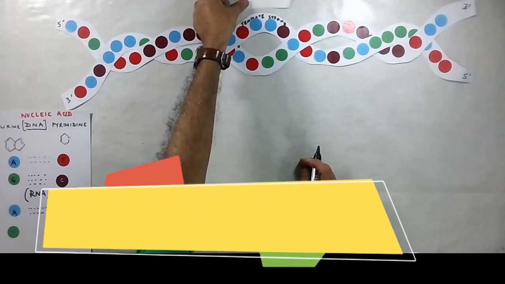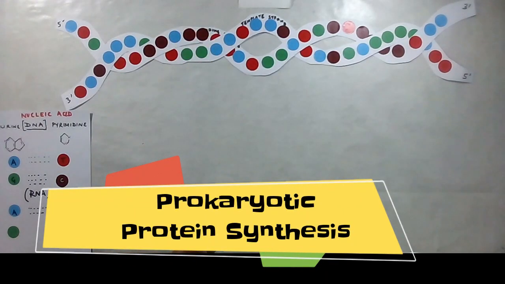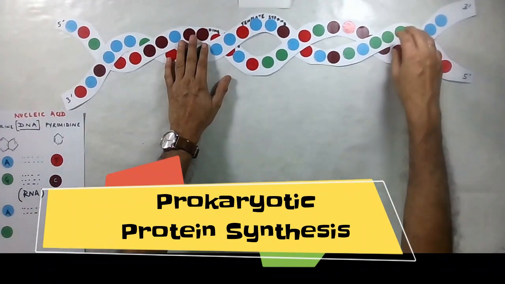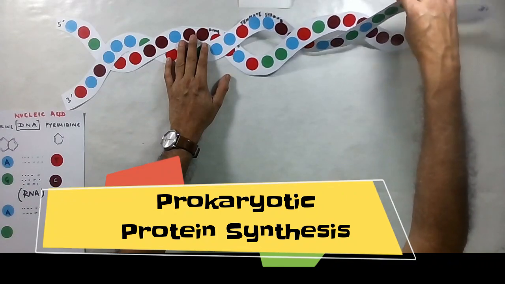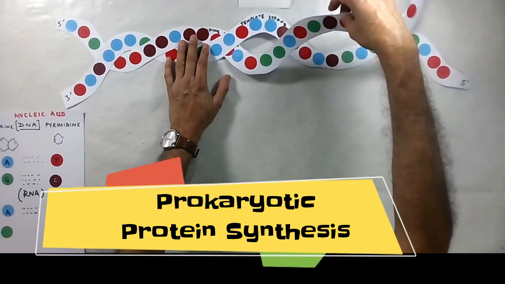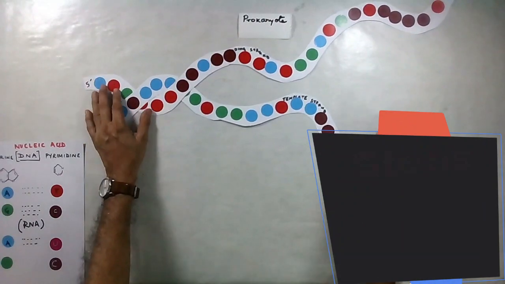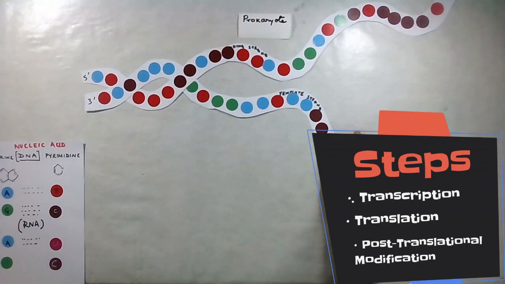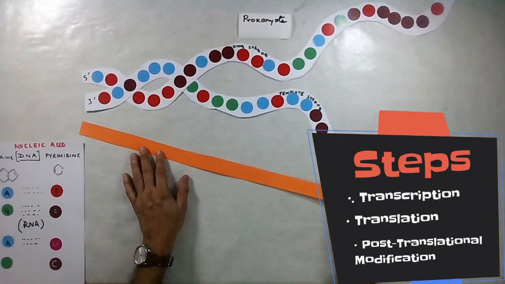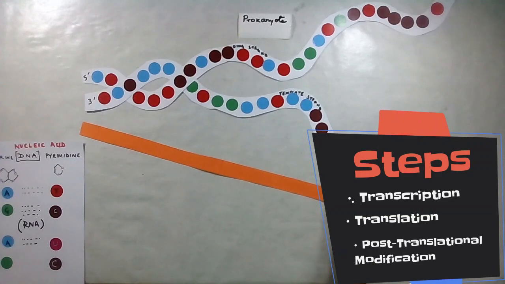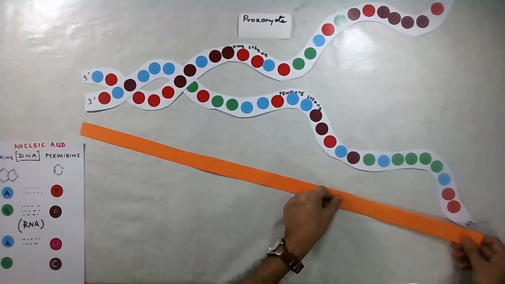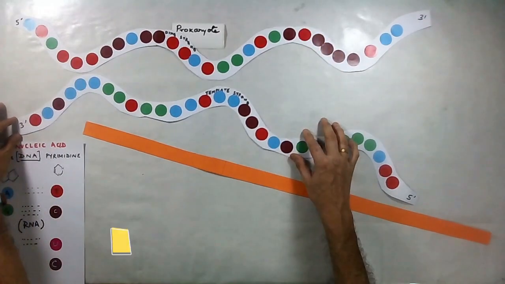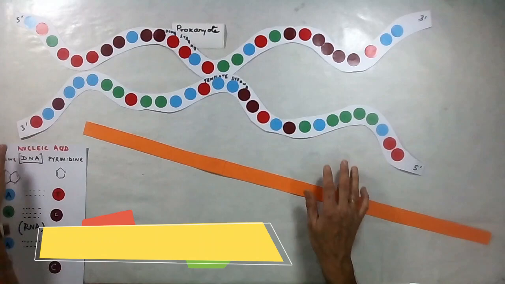So prokaryotic protein synthesis, we use this same symbol. Now DNA opens up. DNA, which is double helical, opens up, and then mRNA comes. So we need to make mRNA which is more or less the same length. This is the coding strand which does not code, and this is the template strand which codes for mRNA.